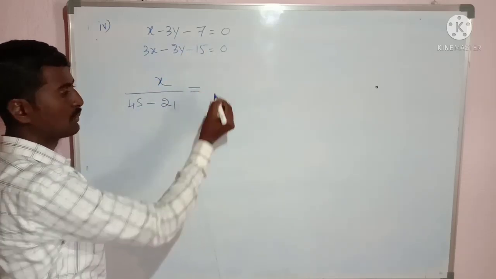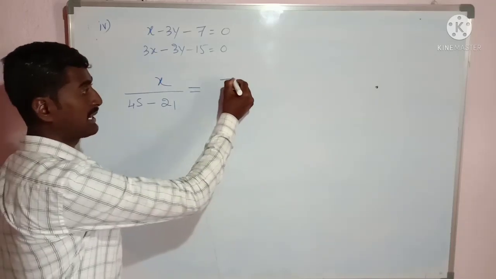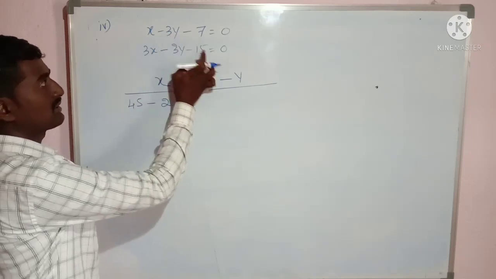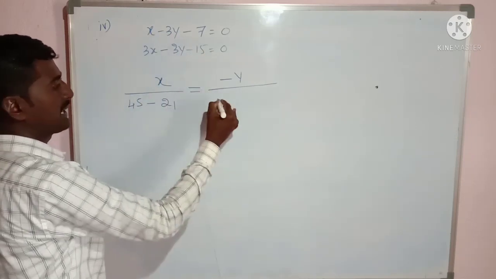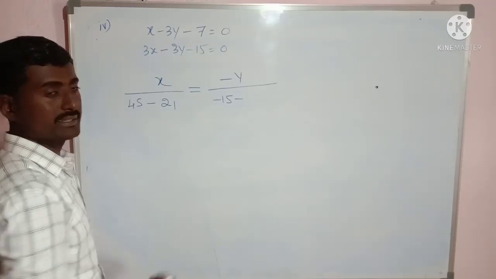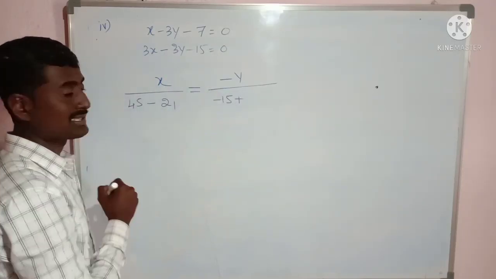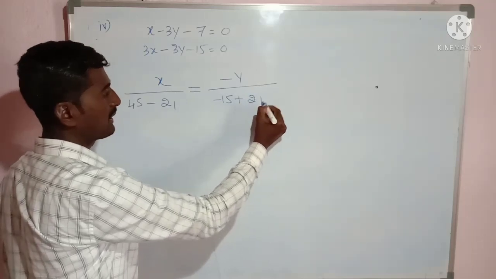Then this is equal to, here I must write minus y again. Minus y. Leave these two terms. Multiplication of these: minus 15 minus, minus 7 into 3. Minus into minus, plus 7 threes are 21.